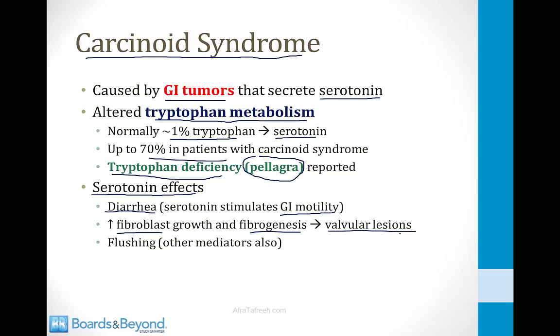And then finally, patients with carcinoid syndrome often have flushing of the skin. This was once thought to be mediated by serotonin. It turns out there are probably other mediators like histamine involved. But be that as it may, diarrhea and flushing are classic symptoms of the carcinoid syndrome, and all of this is mediated by abnormal metabolism of tryptophan.